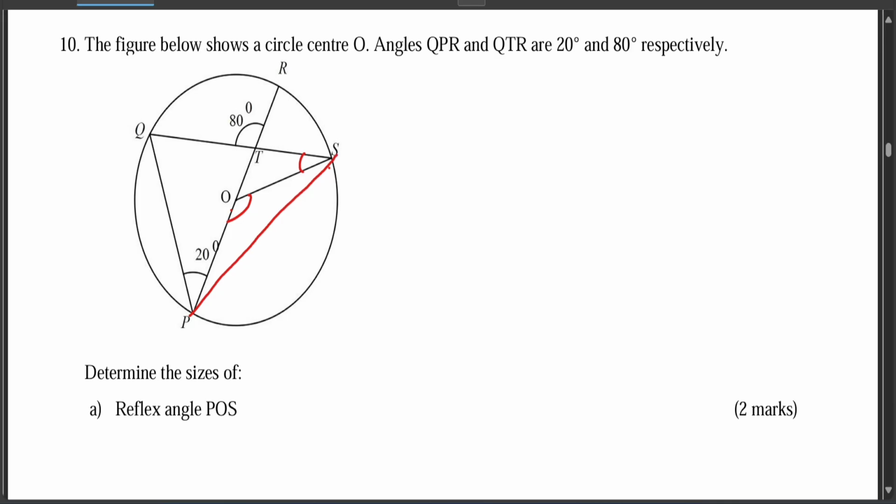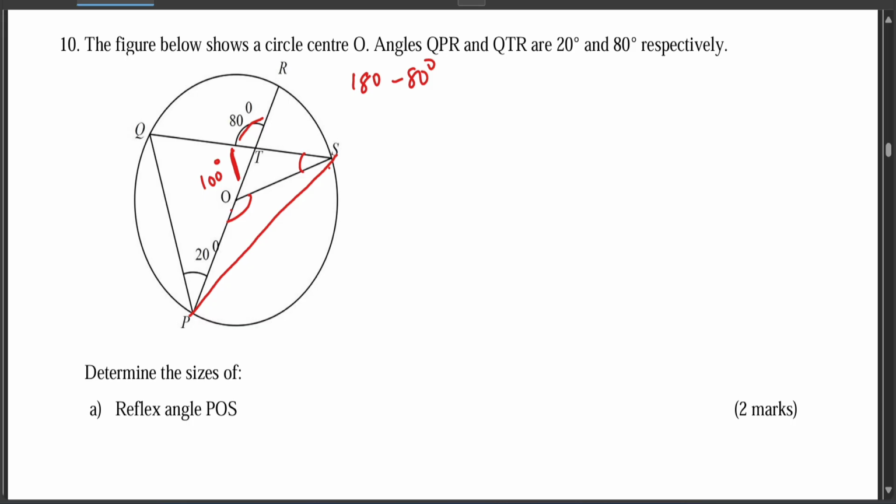So now we know this is 80 degrees. So angles in a straight line add up to 180. So the angle PTQ should be 180 minus 80 because PR is a straight line, PTR. So this one should give you 100 degrees.